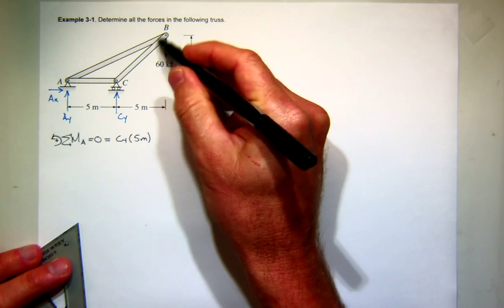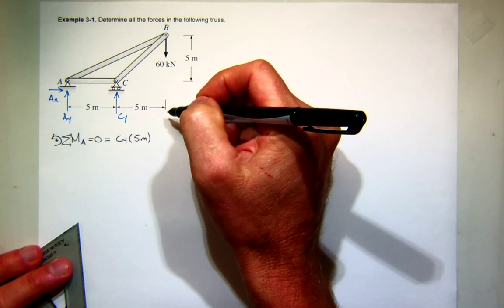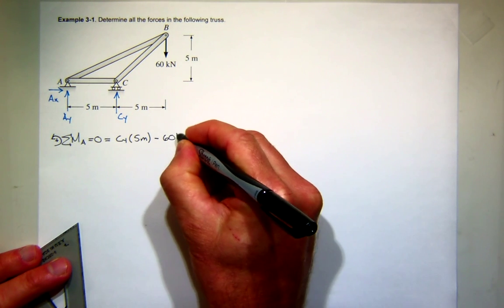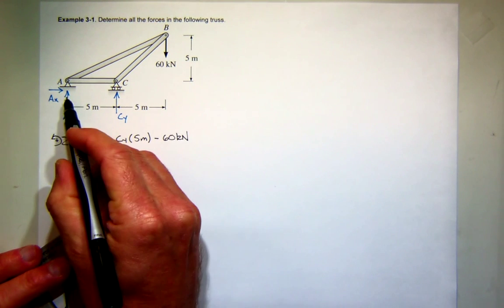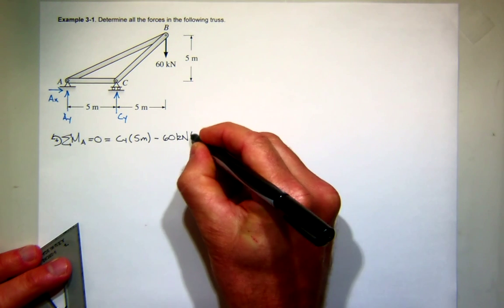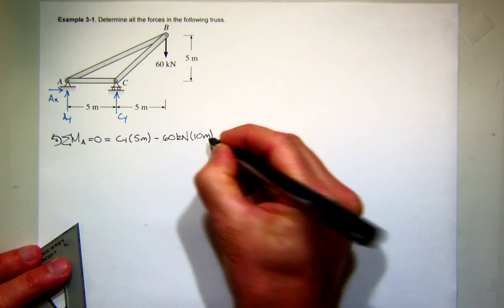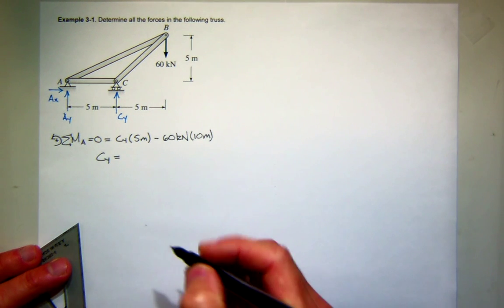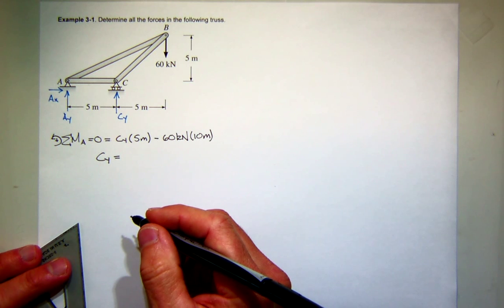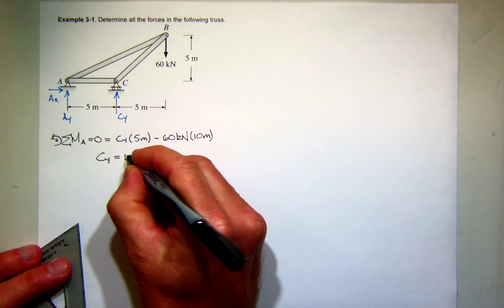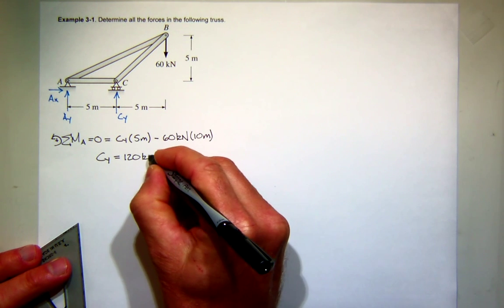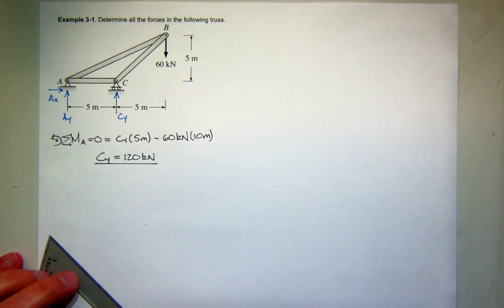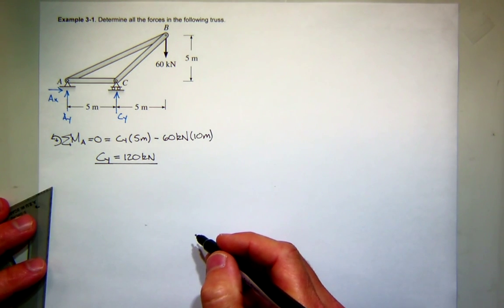And then I have this load out here on the far right. That's creating what kind of moment about A? Negative. So that's 60 kilonewtons, and its moment arm looks like it's 10 meters. So therefore CY is equal to 120. Look reasonable? And I got a positive value, so it's acting up. Any questions about that?